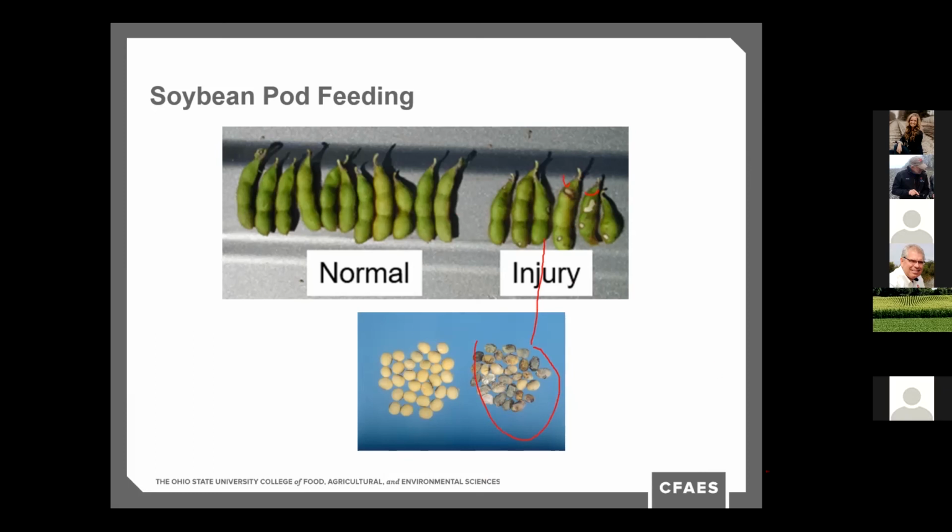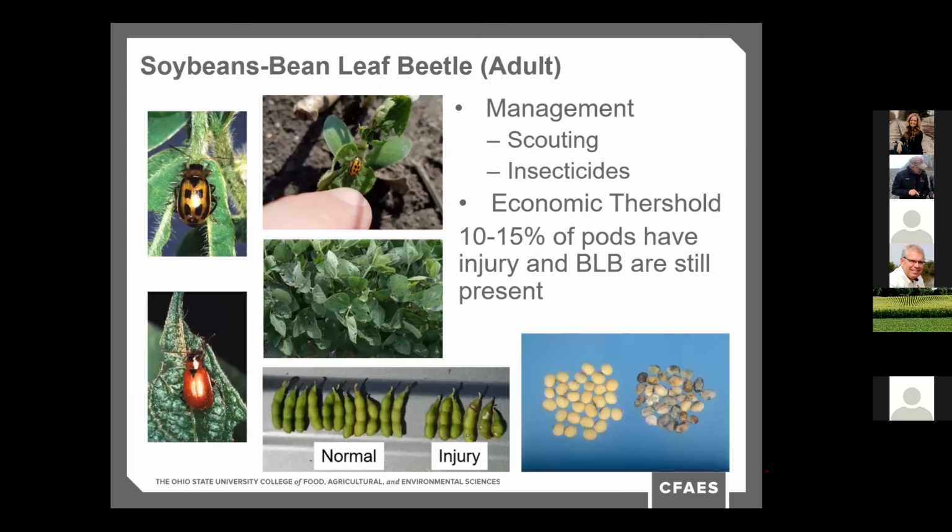So pod feeding has been something that we've become more aware of and more concerned about. It is really two organisms that we're primarily looking at. Soybean bean leaf beetle do that pod feeding. Actually, this would be injury that I took some pictures of in Fulton County, where we had bean leaf beetle feeding late in the season out in the field. So we're looking with bean leaf beetle of 10 to 15% of the pods having injury, and the bean leaf beetle are still present and actively feeding.